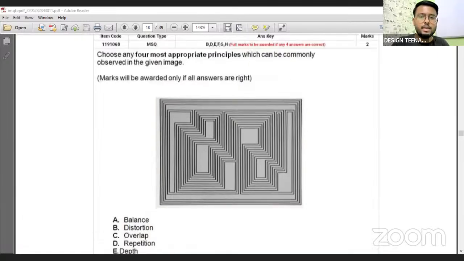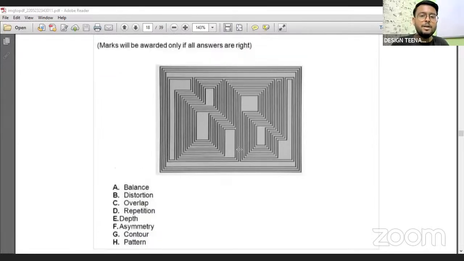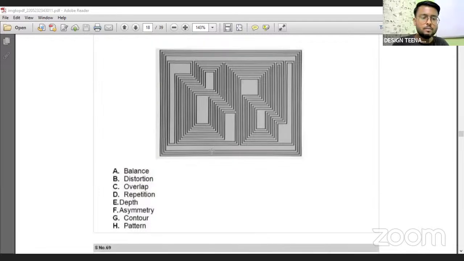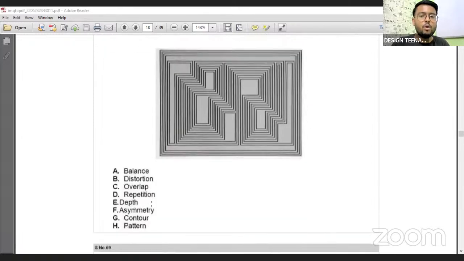Now, asymmetry: as soon as there is no balance, there is asymmetrical balance. Are you able to see it? Yes, sir. So asymmetry is very clear, repetition is very clear, depth is very clear. Now we need to see contour and pattern. Out of these, we see both the things are there. Pattern is the very simple thing that we can go with.